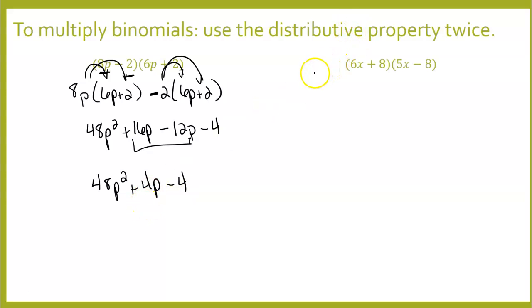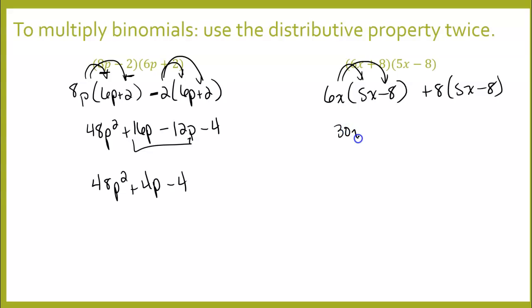You tried this problem on your own. You should have written down 6x times 5x minus 8 plus 8 times 5x minus 8, and we distribute. 6 times 5 is 30, x times x is x squared. 6 times negative 8 is negative 48 with the x. 8 times 5 is 40x, and 8 times negative 8 is negative 64.